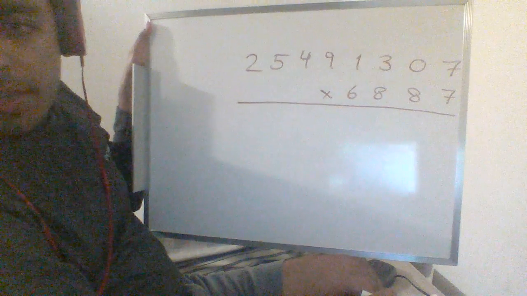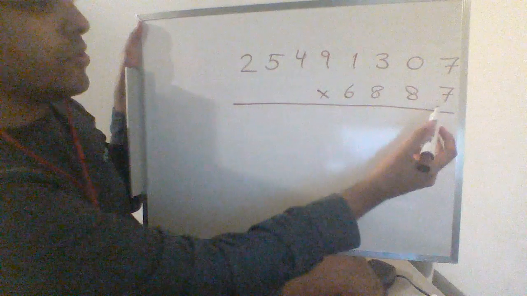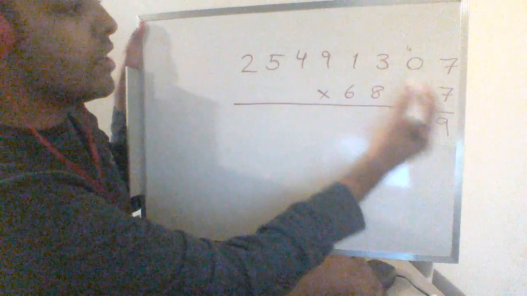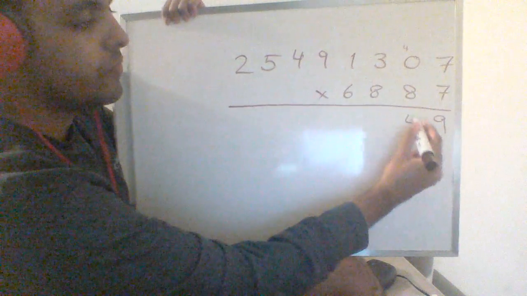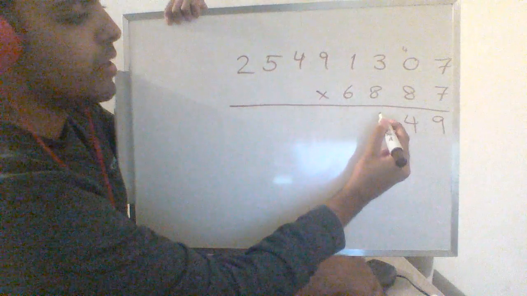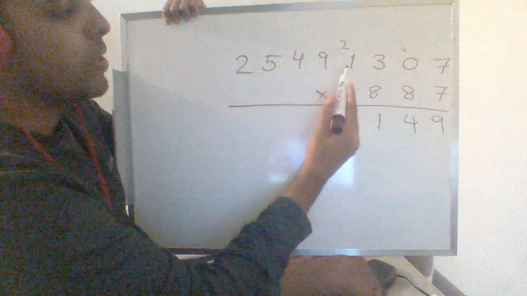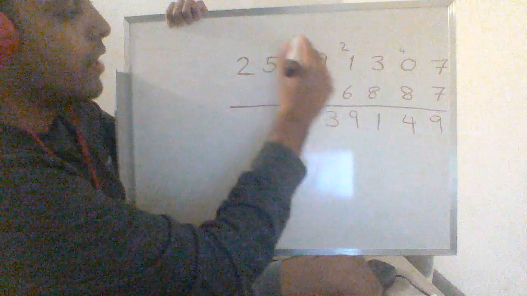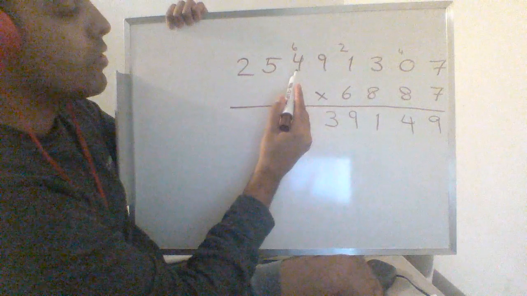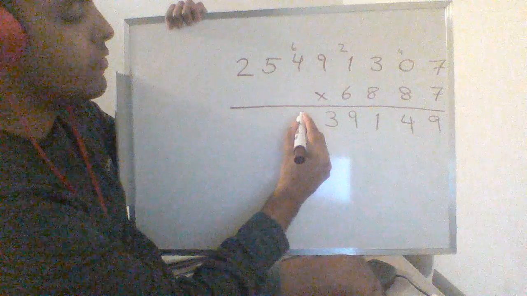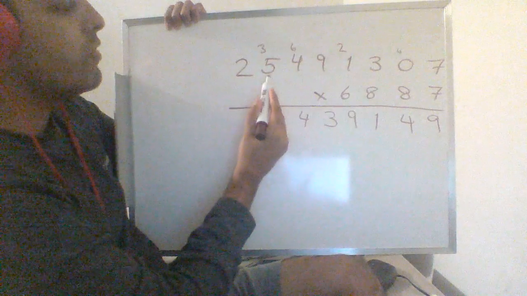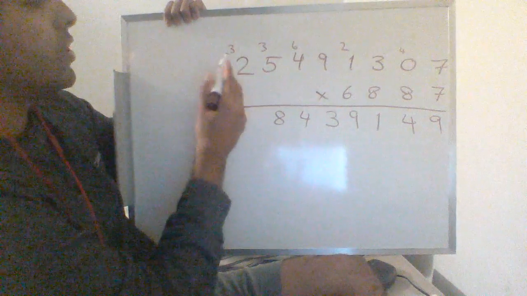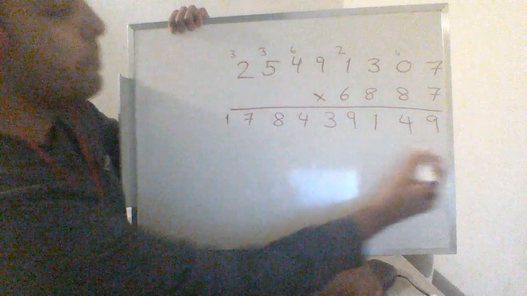Alright, so I'm going to sort of speed through this because we're a little bit short on time. So we start with 7 times 7 is 49, 9 goes there, 4 carries. 7 times 0 is 0, plus 4 is 4. 7 times 3 is 21, carry the 2. 7 times 1 is 7, plus 2 is 9. 7 times 9 is 63, carry the 6. 7 times 4 is 28, plus 6 is 34. 7 times 5 is 35, plus 3 is 38. 7 times 2 is 14, plus 3 is 17.